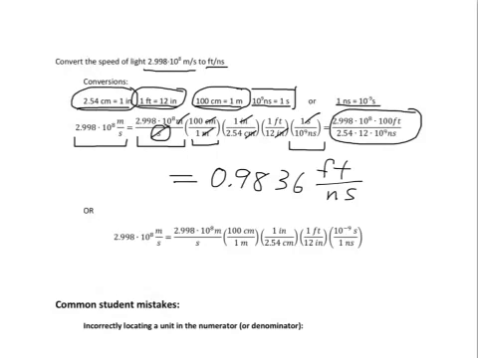Another way to do the calculation is to use, instead of this conversion factor, this one, where I say 10 to the minus 9th seconds is equal to 1 nanosecond. And I should get the same answer.